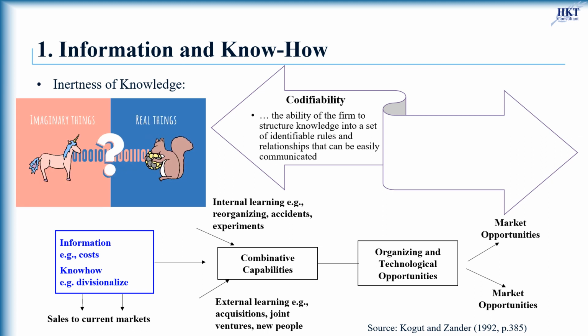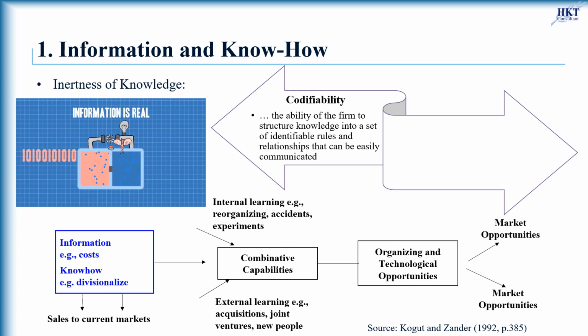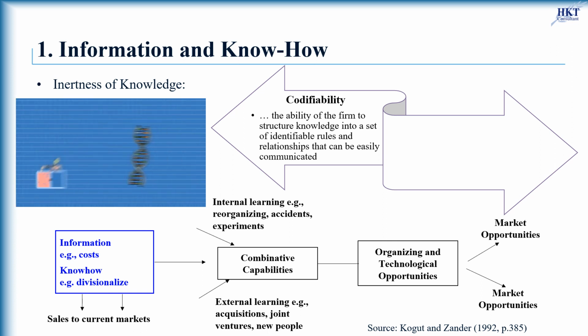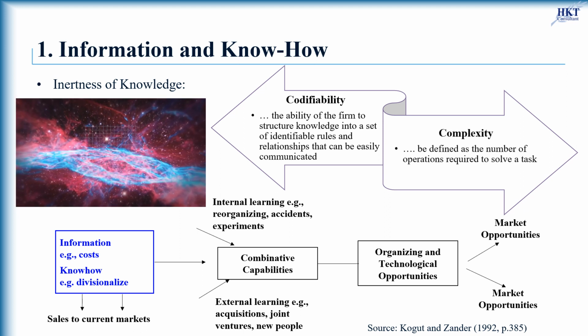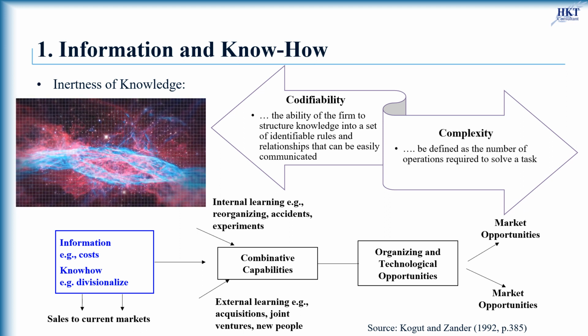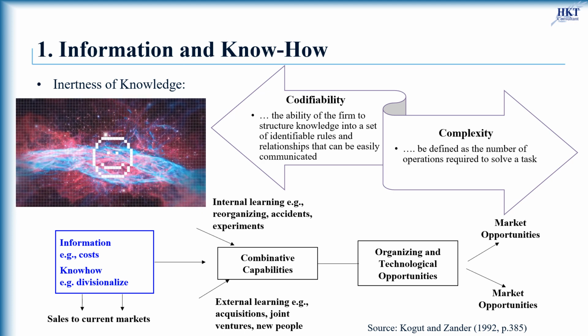Codifiability refers to the ability of the firm to structure knowledge into a set of identifiable rules and relationships, that can be easily communicated. Coded knowledge is alienable from the individual who wrote the code. Not all kinds of knowledge are amenable to codification. Complexity, from a computer science perspective, can be defined as the number of operations required to solve a task. Codifiability and complexity are related, though not identical.